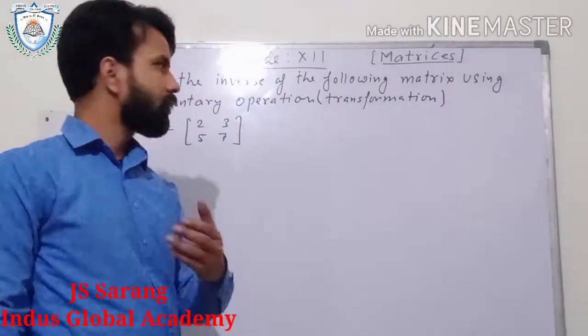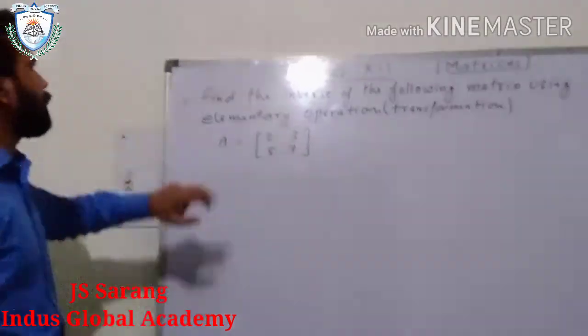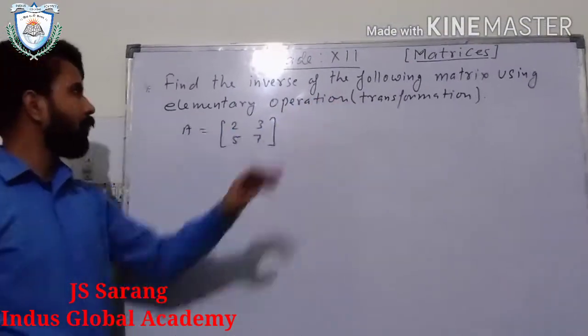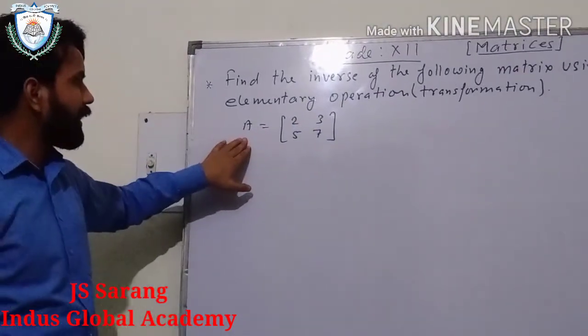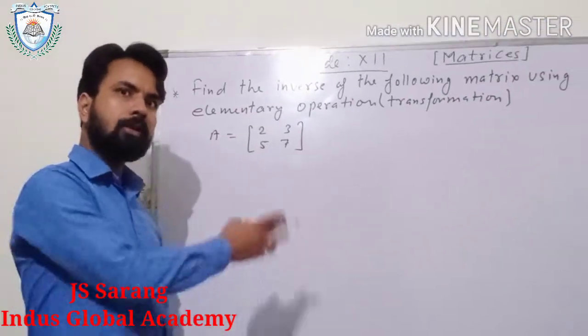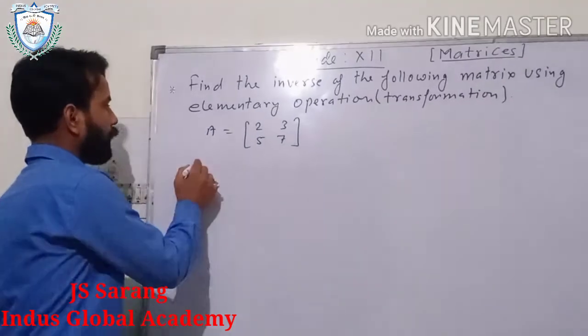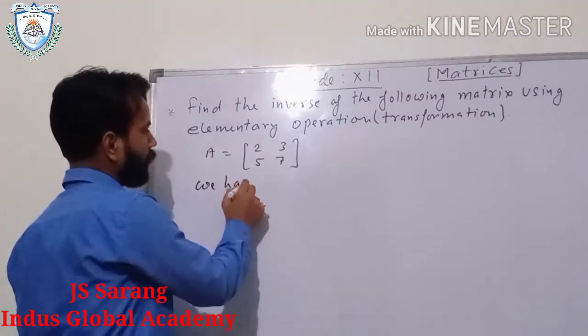Students, let's take one more question. Find the inverse of the following matrix using elementary operation or transformation. Matrix A is given here, 2, 3, 5, 7, and we have to find the inverse of this matrix. So the very first step I told you, we have to take the relation, what?